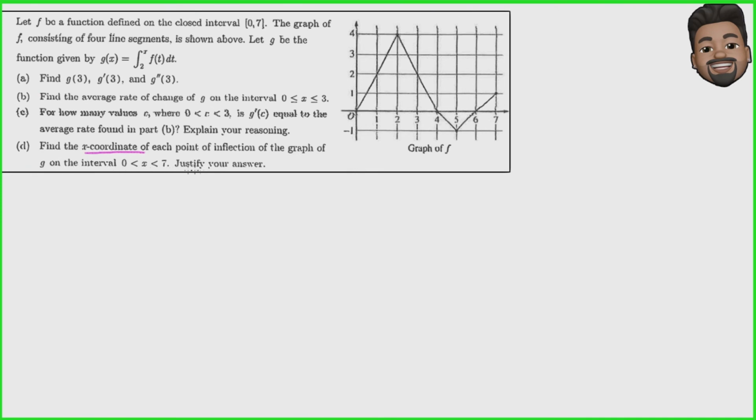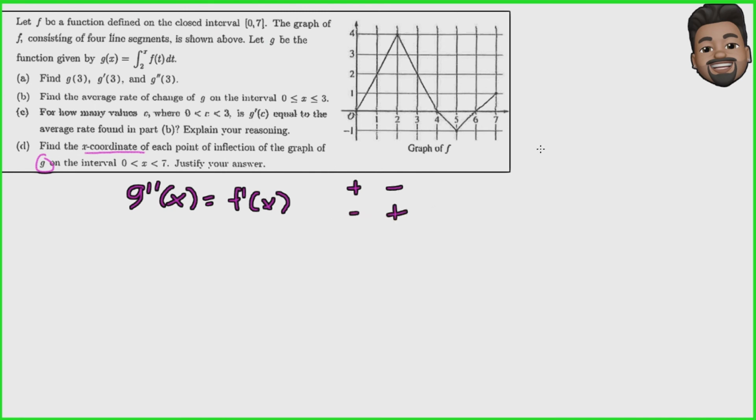Find the x coordinate of each point of inflection of the graph of G on the open interval 0 to 7. Well, if you remember, points of inflection are when G double prime of x changes signs, because it's asking about G. G double prime of x is equal to f prime of x, and we want this to change signs, either from positive to negative or negative to positive.